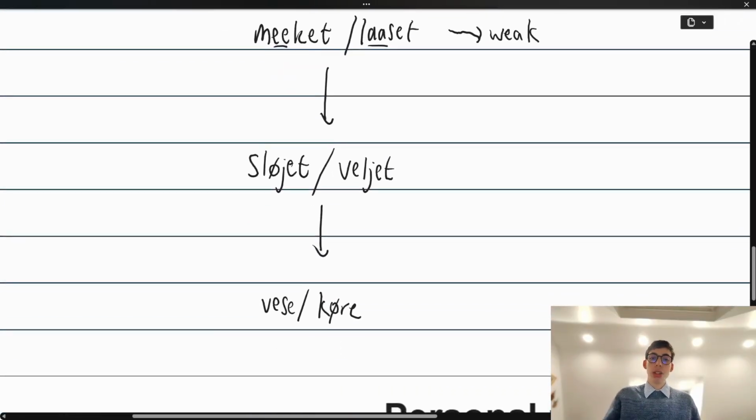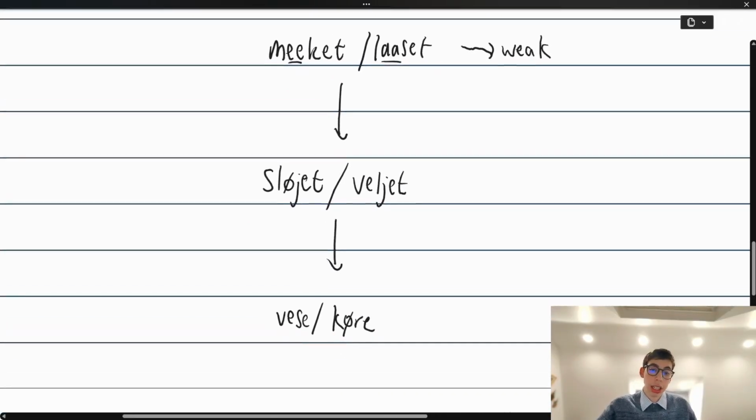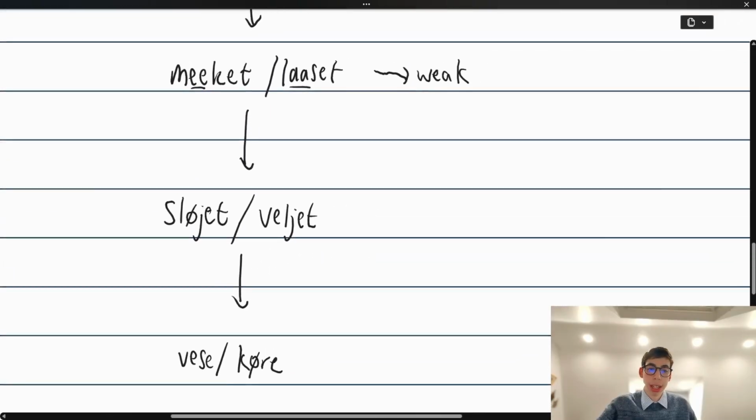Now, these 2 here, I discussed these 2 particular verbs in A1, slujet and veljet. They're quite difficult words to pronounce in some respect, and they have some common letters between them. But the common letter that's important here is the letter J. Now, the letter J is an annoying letter because it's quite unstable. It doesn't like being at the end of words. And because of that, it tends to move around.